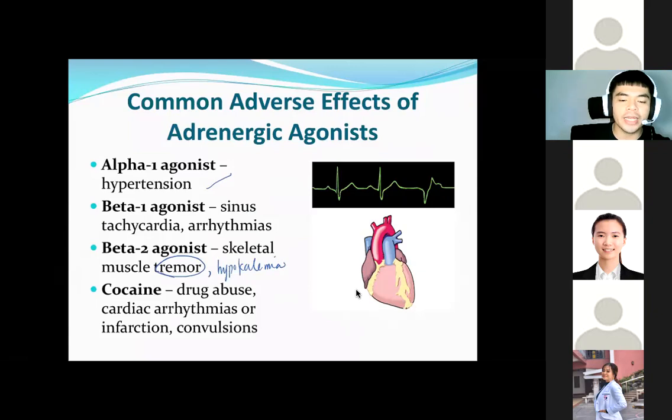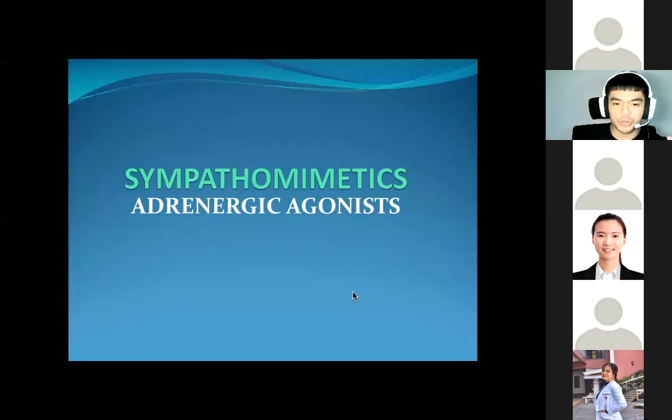Okay? And then finally, cocaine. Cocaine is a common drug of abuse. And it can cause cardiac arrhythmias, myocardial infarction, and lastly, we have convulsions. Okay? So overall, guys, that is the end of the adverse effects of adrenergic agonists. And from yesterday up until now, we were able to finish sympathomimetic drugs.